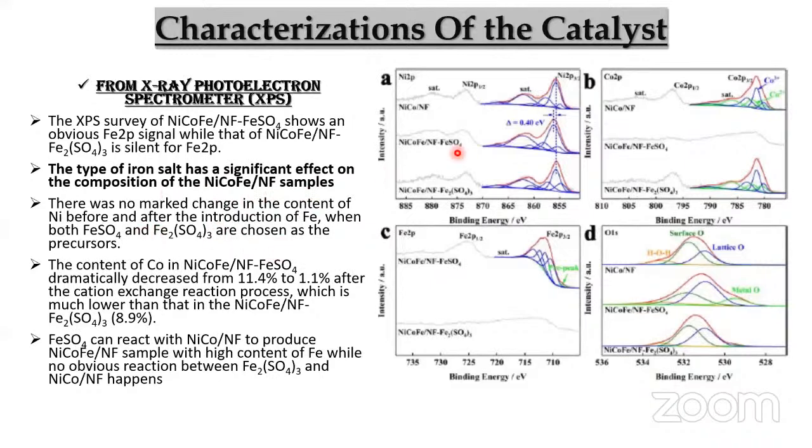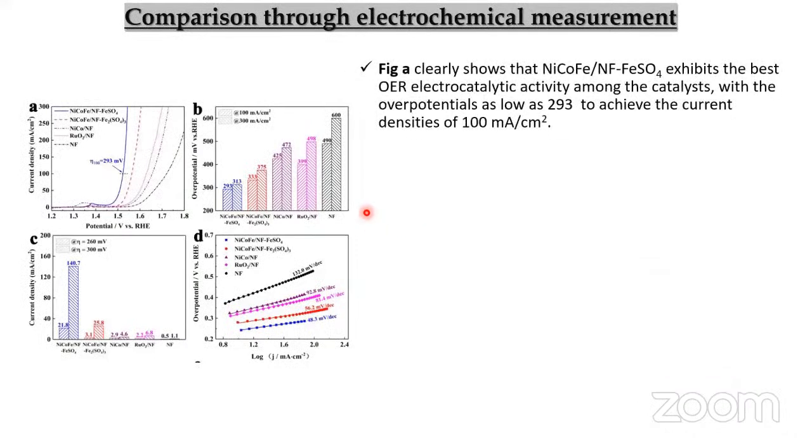Also, if we use Fe2 as a precursor, but not Fe3, there are many problems, like the nickel signal is reduced. Also, the cobalt signal is reduced in the case of Fe3 as a precursor. So finally, we will compare Fe2 and Fe3. The best oxygen evolution catalytic activity is achieved at an overpotential of 293, which is very low in the case of Fe2 as a precursor, but in the case of Fe3, it is high.